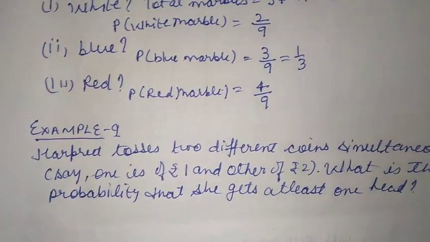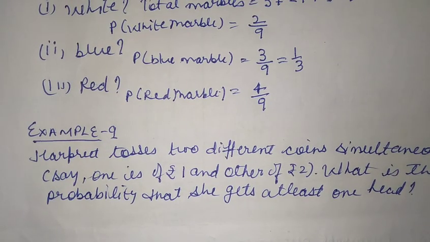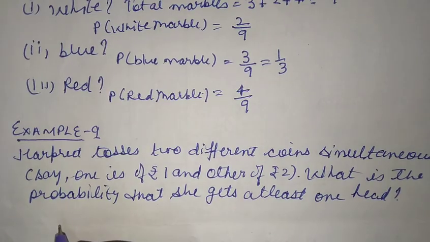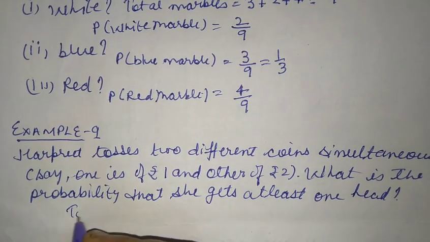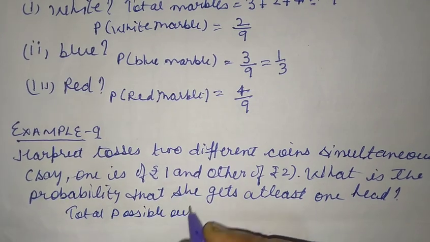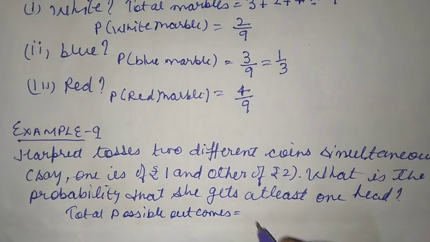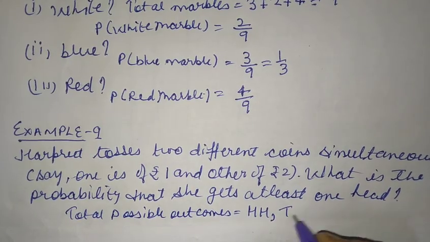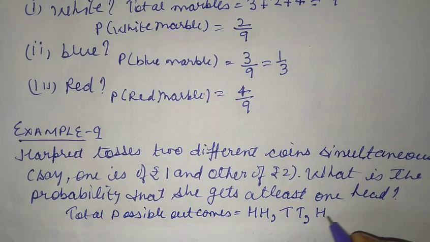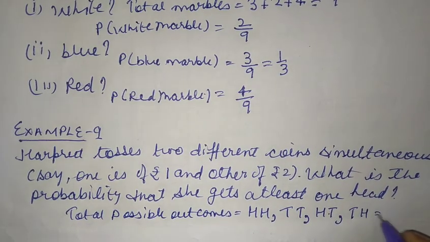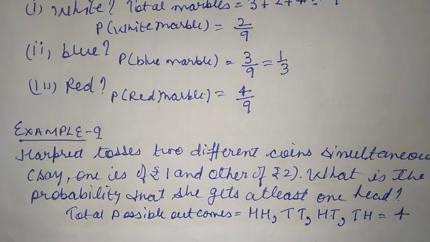Harpreet tosses two different coins simultaneously, say one of rupees 1 and the other of rupees 2. What is the probability that she gets at least one head? Let us write down the total possible outcomes. When we toss two coins, we can have two heads, two tails, a head on the first and tail on the second, or a tail on the first and head on the second. So the total possible outcome is 4.